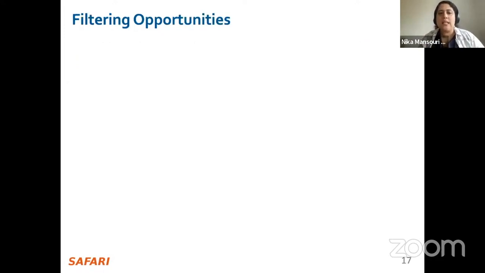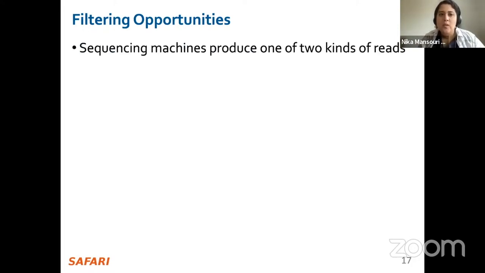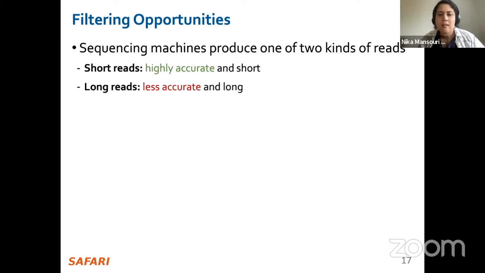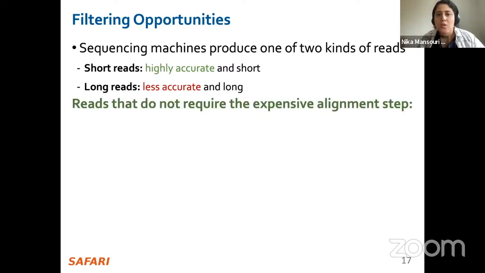So now let's take a look at filtering opportunities based on the input reads. Sequencing machines that we talked about at the very first slide, based on their technology, produce one of two kinds of reads. Either they are highly accurate but shorter, or they are less accurate and longer. So based on these reads, we leverage two filtering opportunities.